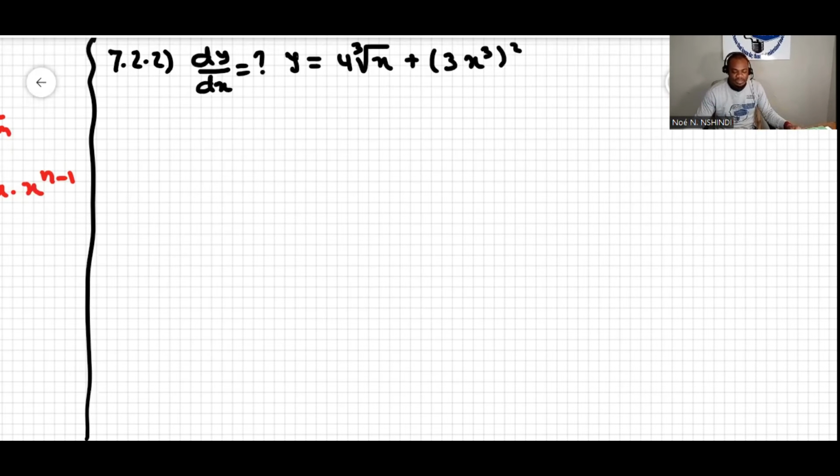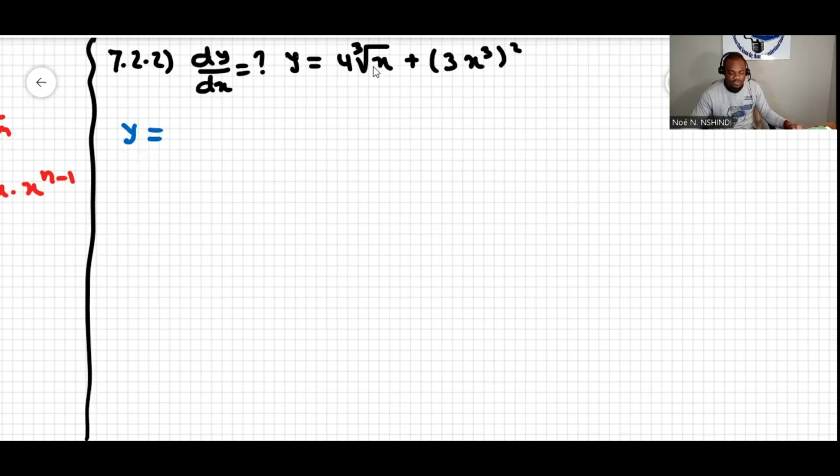Again, we're going to transform this function because it's going to be easier for us to differentiate than the way it is. Let's transform the radical signs into exponential form. Before even talking about dy dx, let's first deal with y. So y will be like the cube root of x.